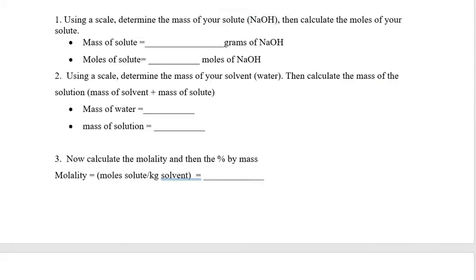Okay, so first off, I'm going to use this sheet to guide you through the bringing it all together lab. So you're going to use a scale. You're going to determine the mass of your sodium hydroxide solution, and then you're going to calculate the moles of that. You're familiar with doing it, but let me show you again kind of how we're going to walk through that.